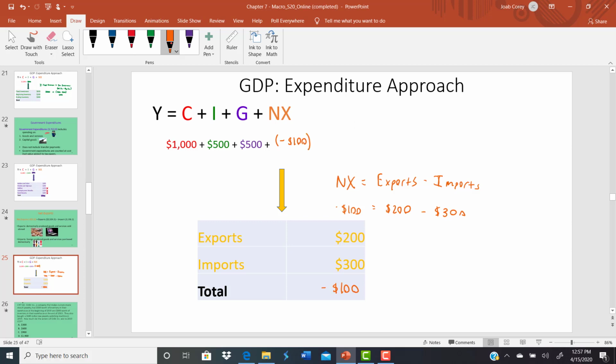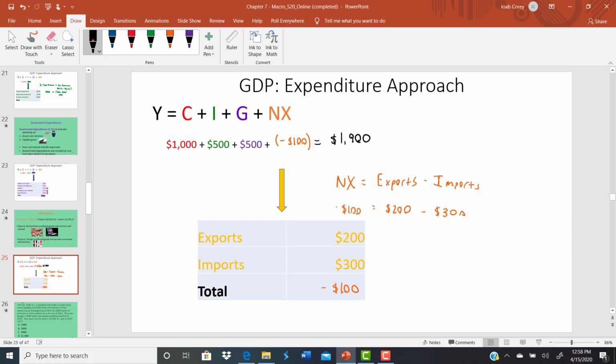And now that we have all four components calculated, we can add them all together in order to calculate our total GDP. Again, abbreviated as Y. So C, remember we have $1,000 from consumption. Remember that's usually the biggest component of GDP. We got 500 from investment. We got 500 from the government expenditures that measure production. And then we have a negative 100 in net exports. So if you add all that together, that is 2,000 minus 100, or a total of 1,900. That is the calculation for this country's GDP using that expenditure approach.